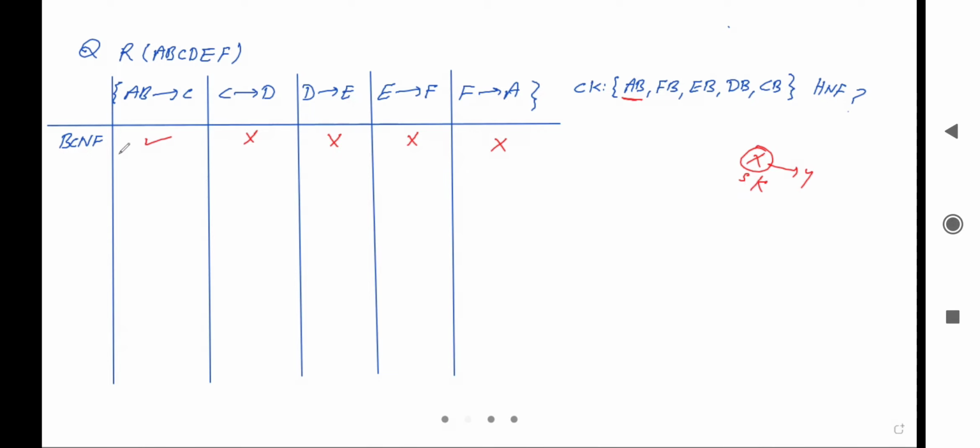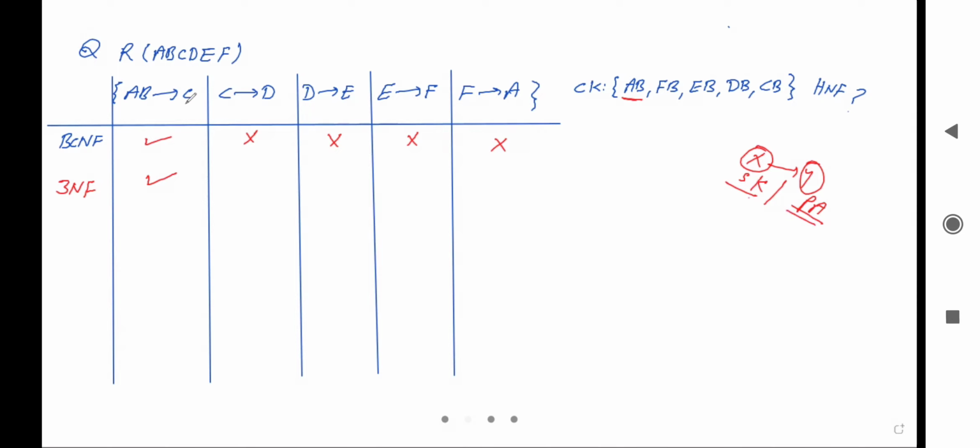Now what about the next one, 3NF? Check for 3NF. AB is the super key, it is valid. So in case of 3NF, either it should be the super key or Y should be a prime attribute.